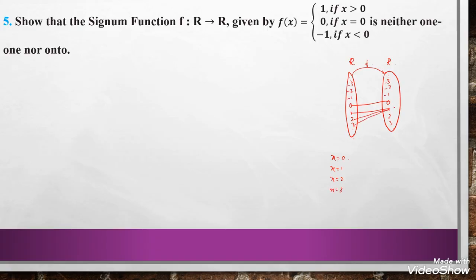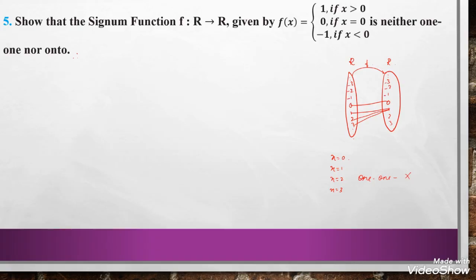Whatever values we have taken as elements in the domain, they hold only one image. The range becomes 1. Therefore 1 is related to 1, 2 is related to 1, 3 is related to 1. According to the definition of one-one condition, distinct elements have distinct images. But here distinct elements have the same image. That's why the one-one condition does not hold.